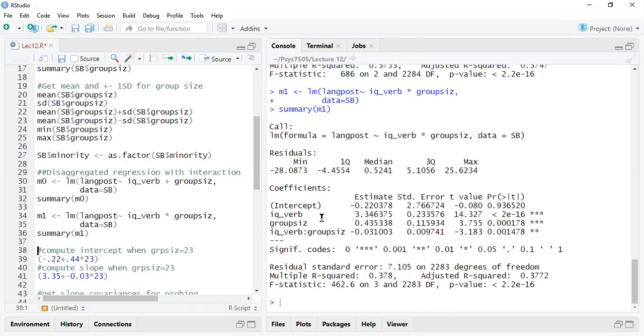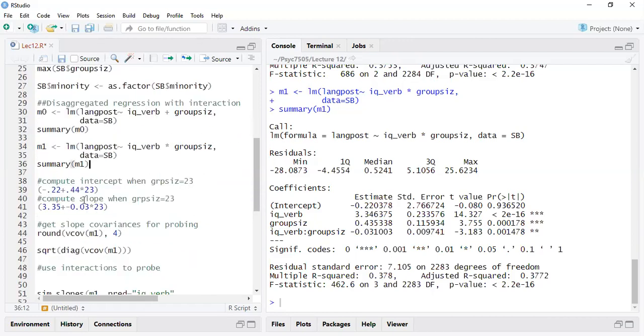If we do this, we now see that we have an intercept. These slopes of verbal IQ and group size: this is the slope of verbal IQ when group size is 0, and this slope of group size here is the slope of group size when verbal IQ is 0. And the interaction right here is the interaction of the two. Here, p is less than 0.05, so we'd ask, what does this interaction mean?